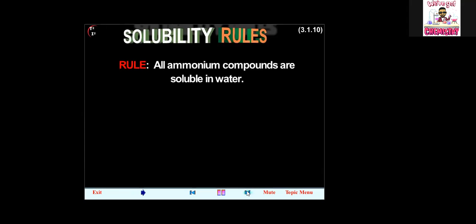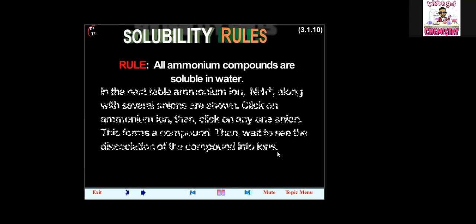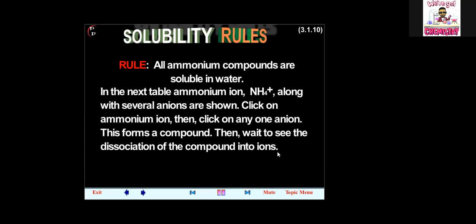All ammonium compounds are soluble in water. In the next table, the ammonium ion along with several anions are shown. Click on the ammonium ion, then click on any one anion. This forms a compound. Then wait to see the dissociation of the compound into ions.